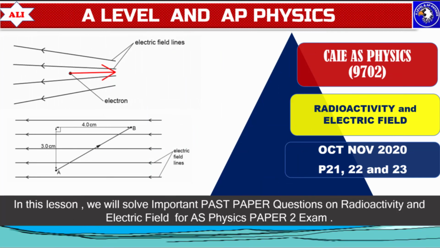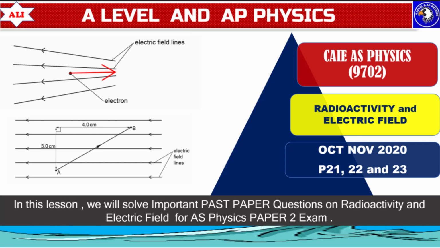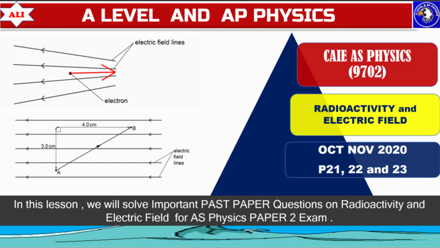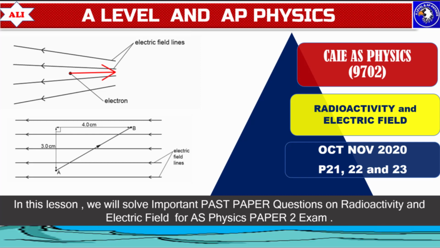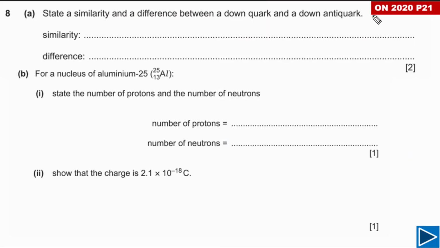In today's class, we will discuss important past paper questions on radioactivity and electric field from October-November 2020 paper 2. These questions are very important because you will see the same type of questions in many years' past papers. Our first question is from October-November 2020 paper 2.